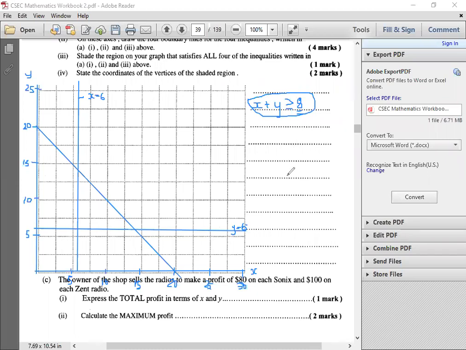So where did that equation come from? That inequality? First, it says that the shelf can only hold 20 radios, no more than 20 radios or up to 20 radios. So the total amount of radios is 20. Therefore, x plus y must be less than or equal to 20. Oh, okay. Thank you, sir.